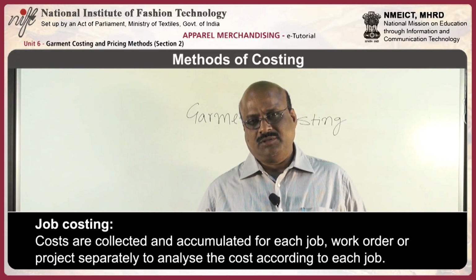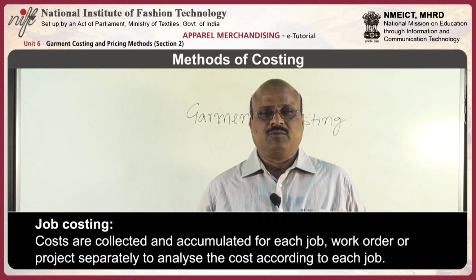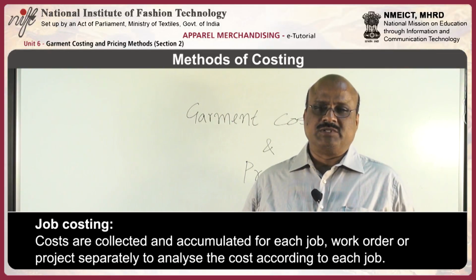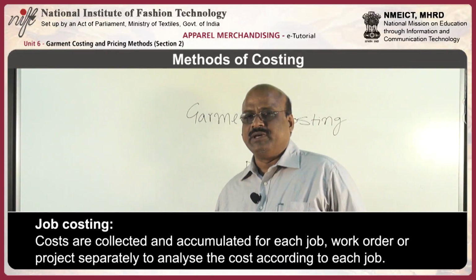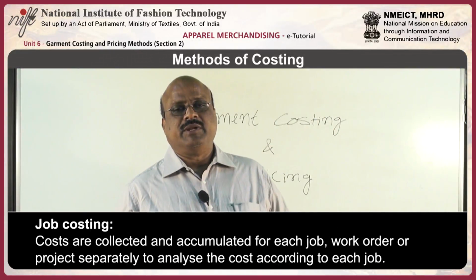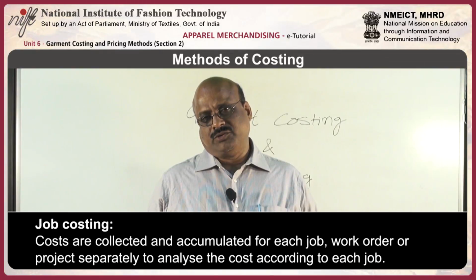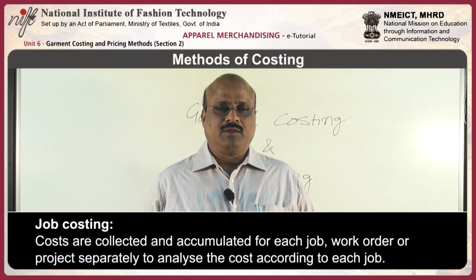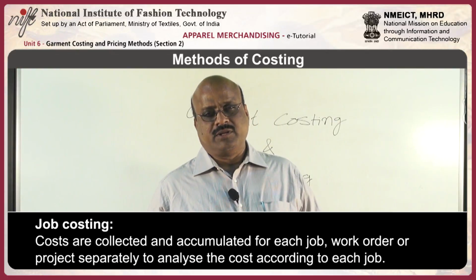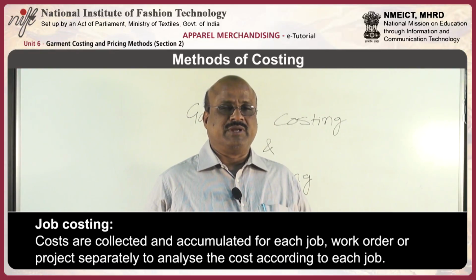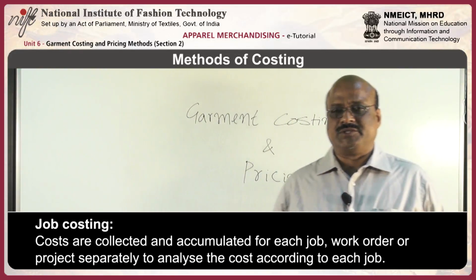In job costing, costs are collected and accumulated for each job, work order, or project separately to analyze the cost according to each job. To accomplish a particular job, the costs to be incurred are accumulated for the completion of the job, so that the work order is issued and analyzed separately, and the costing is done according to the job to be accomplished.